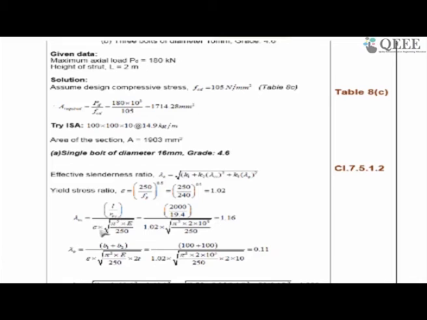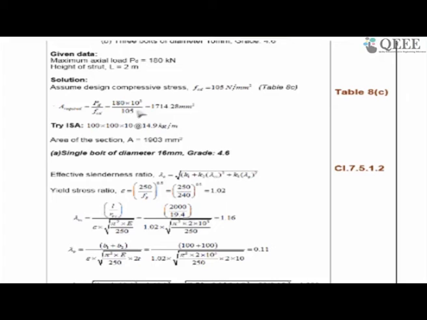So in the code, I think here there's a mistake. This is epsilon in the code, but later on an addendum has been issued by Bureau of Indian Standards which tells you that this is Young's modulus E. So correct your code accordingly. Lambda VV is L by RVV. This 19.4 is what we got.